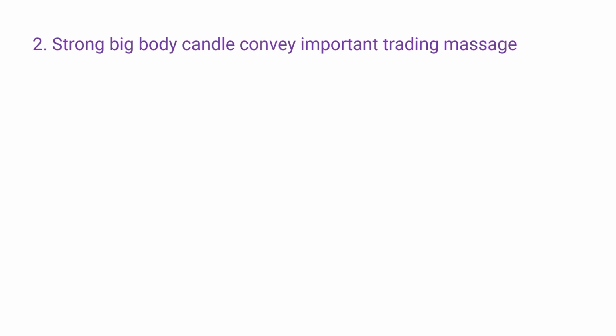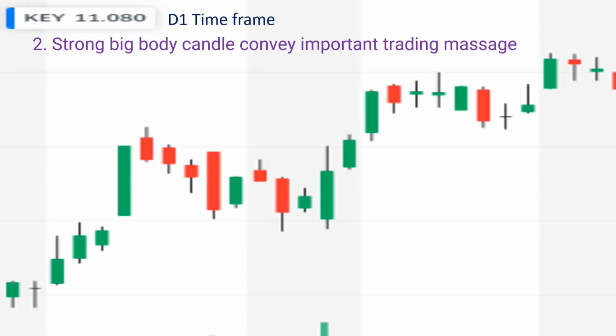The second approach is that a strong big body candle conveys an important trading message. The size of the body is telling you about the tug of war between buyers and sellers. It's telling you who is ahead. Who is in control? Who has a better chance to win, the buyers or the sellers? A long body means strength and larger momentum, and when the body becomes shorter, it shows a slowing in momentum. The size of the body shows how far the price has traveled over the duration of the candle.